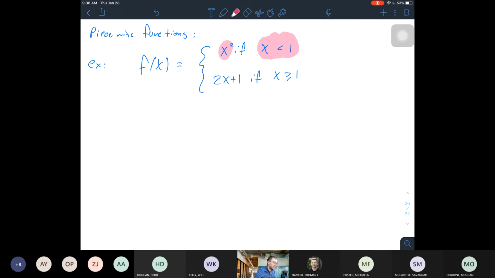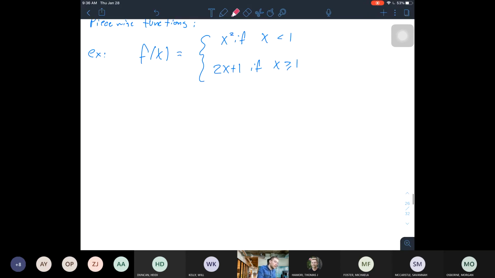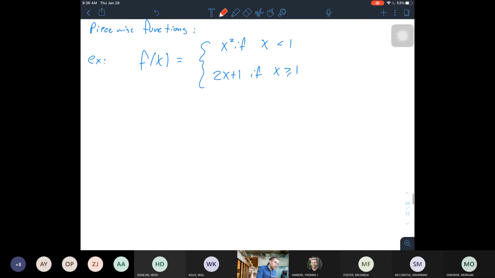In this case, if x is less than 1, the rule we're going to use to figure out the height of the value of the function at that point will be we plug x into the function x squared. And if x is larger than or equal to 1, then we're going to use this other rule, 2x plus 1. Okay, so here's the algorithm for graphing piecewise functions.